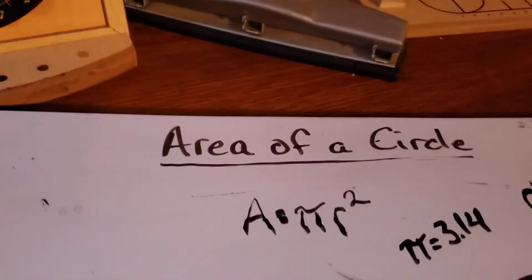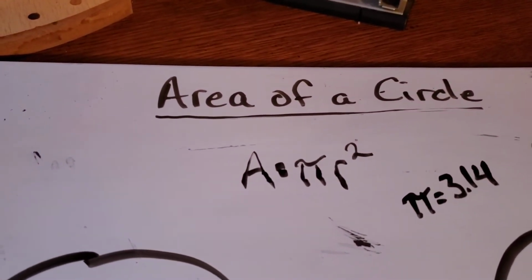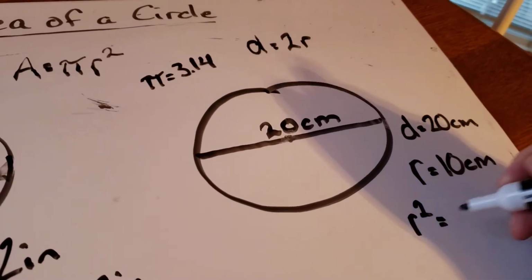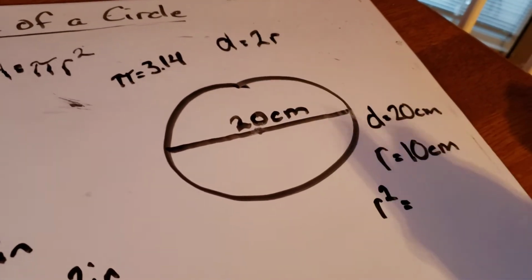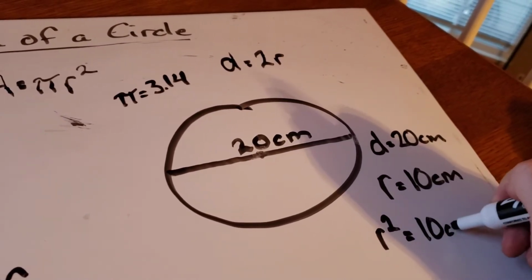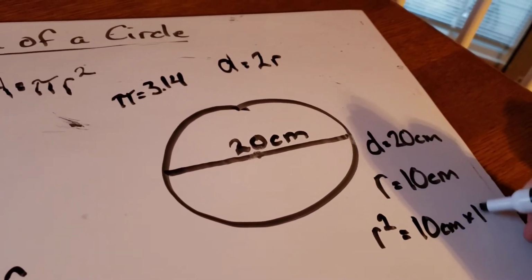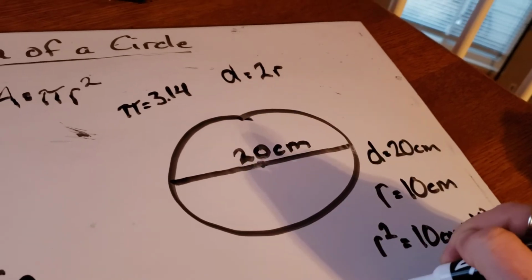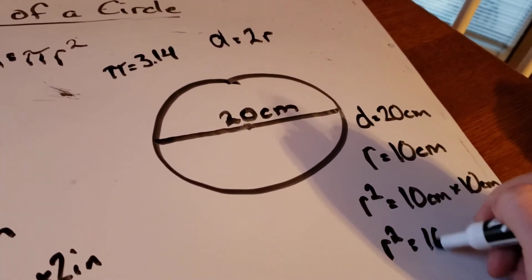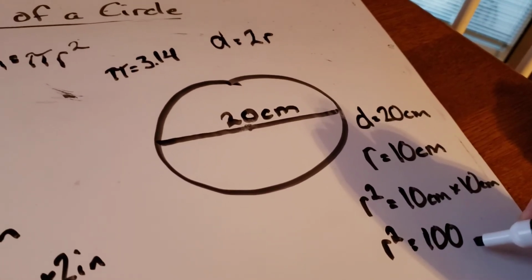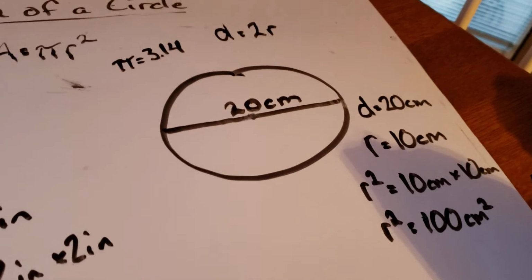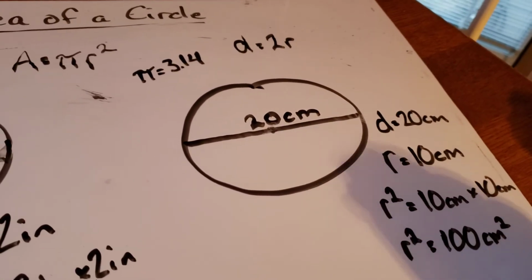Now looking back at our formula, area is pi r squared. So r squared is going to be the number times itself, not the number times 2. So it's going to be 10 centimeters times 10 centimeters. So our r squared is 10 times 10, which is 100. Centimeters times centimeters is centimeters squared. There we get our square units. Remember, area is always square units.